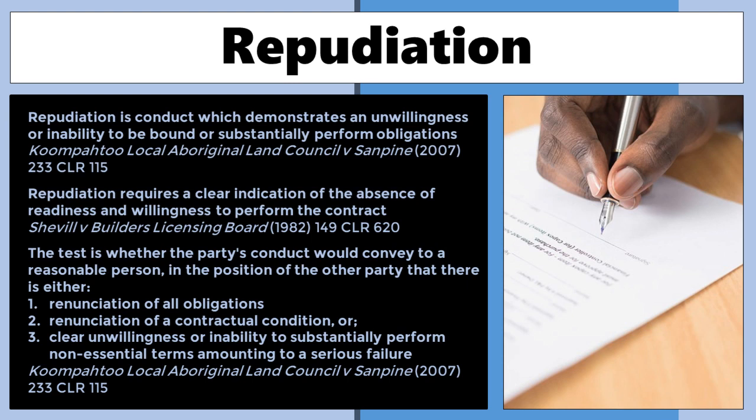So these two concepts, these two contract law terms, we need to know. There are two words or phrases in contract law. Repudiation, which is the first phrase on the slide there, is the umbrella term for conduct where one side demonstrates an unwillingness or inability to be bound by the contract or substantially perform the contract. So we've got a test to work out whether or not that's going to happen. That comes from that COMPARTU local Aboriginal land council.